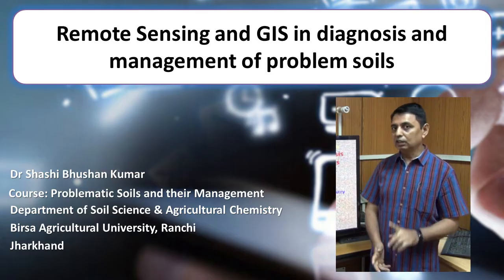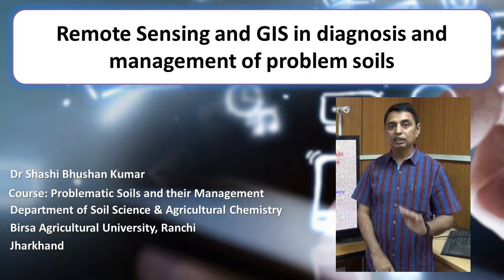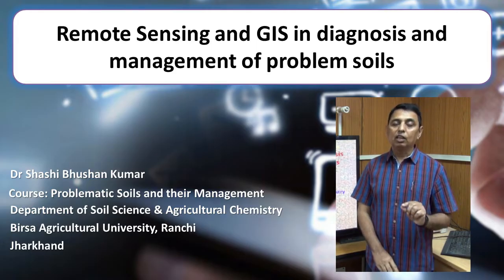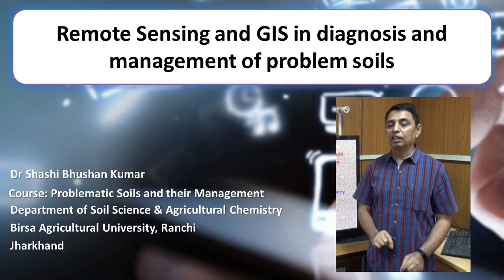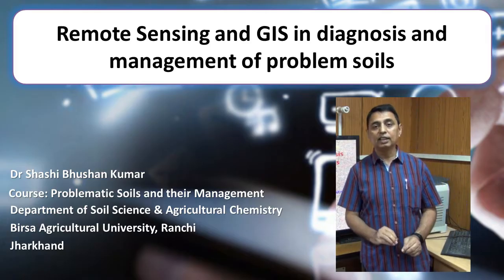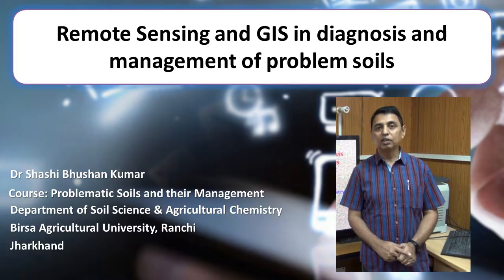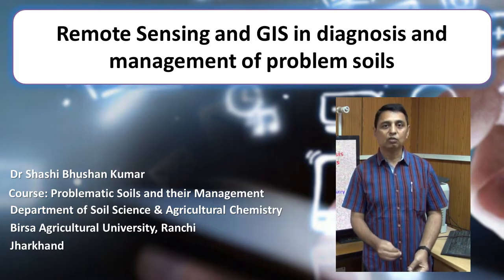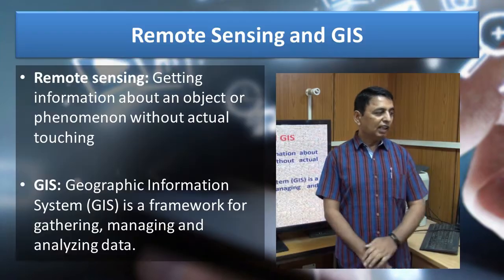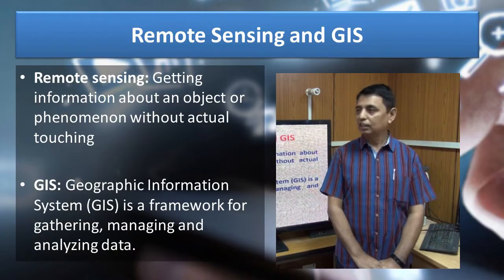But here one thing is very important and markable: we are not touching the object, but electromagnetic waves are used. So that's why we are referring to actual touching, meaning touching with the help of electromagnetic waves that cannot be seen through your naked eye. That's why we are saying without actual touching. Now here we can see a brief definition of remote sensing.